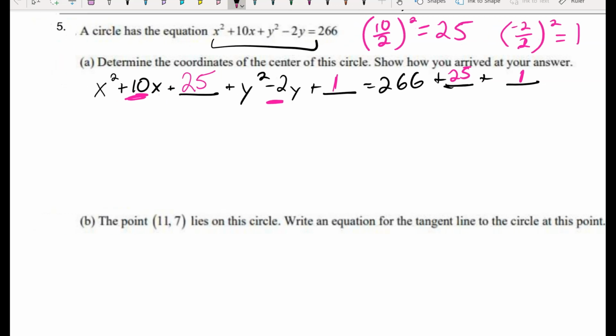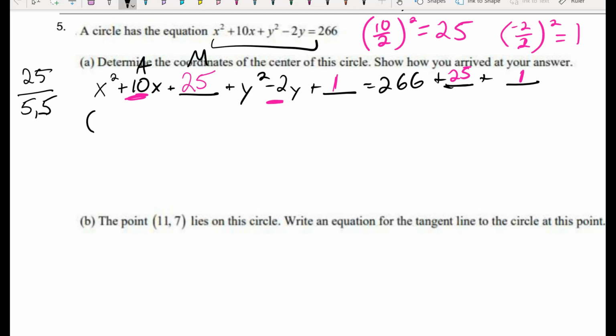Now here comes the factoring step. You could factor each of these trinomials because you've created perfect square trinomials here. So if I just look at x² + 10x + 25, I could ask myself what numbers add to positive 10 and multiply to positive 25. And if I do that work off to the side here, well, I know 5 times 5 is 25, and 5 plus 5 is 10.